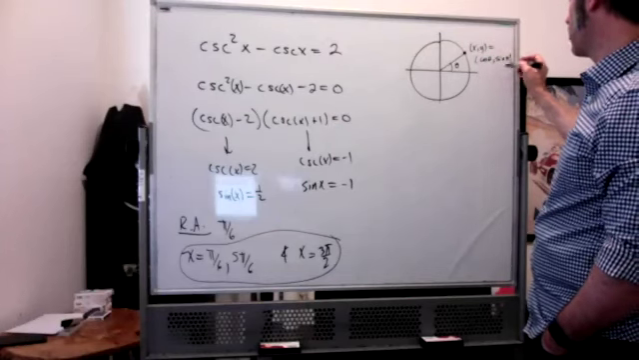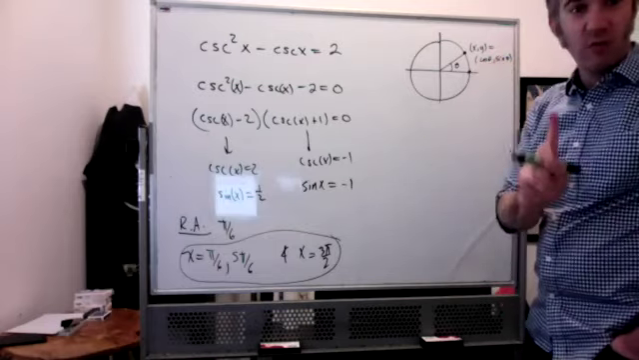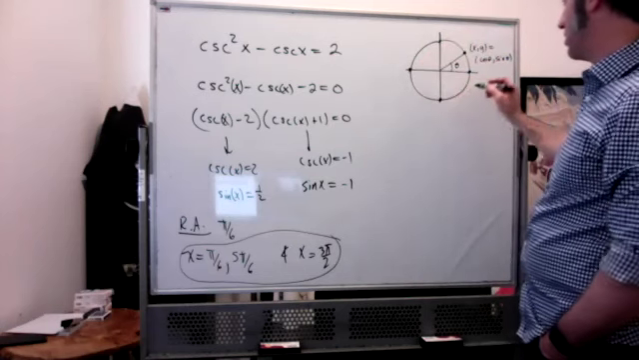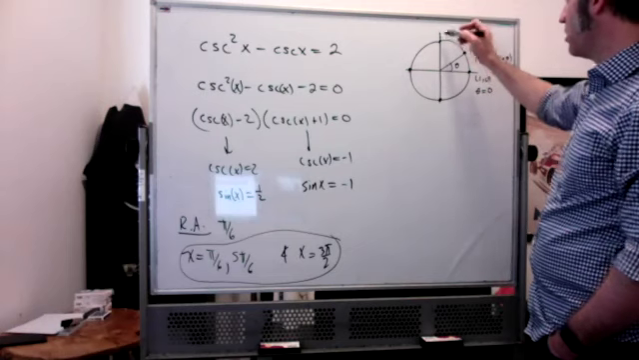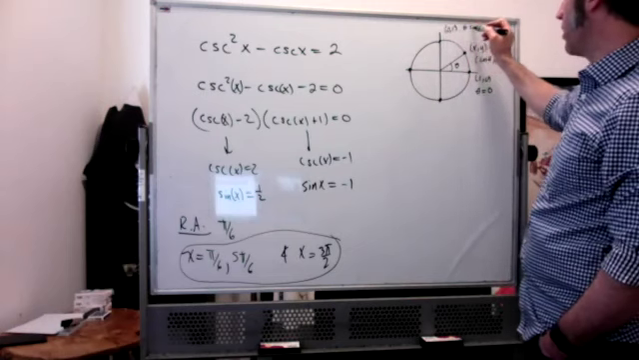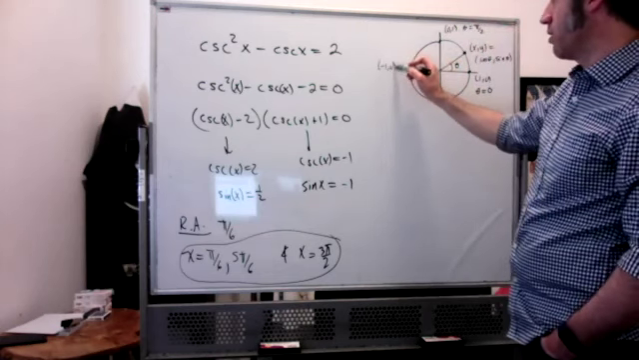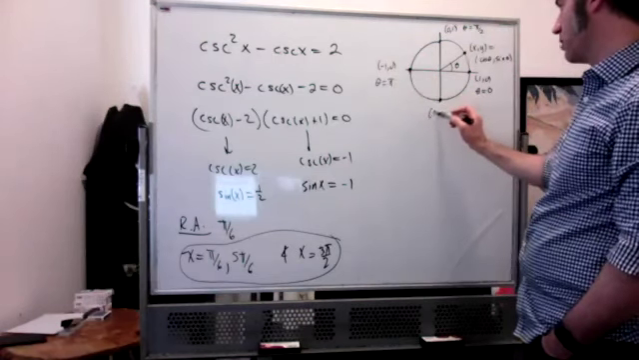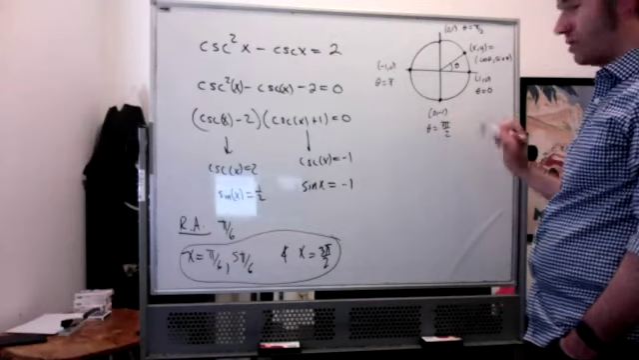So what I really did was I said, well, I know that my unit circle has a radius of 1. And this point here is 1, 0, and the angle is 0. This point here is 0, 1, and the angle is pi/2. This point here is -1, 0, and the angle is pi. And this point down here is 0, -1, and the angle is 3 pi/2.